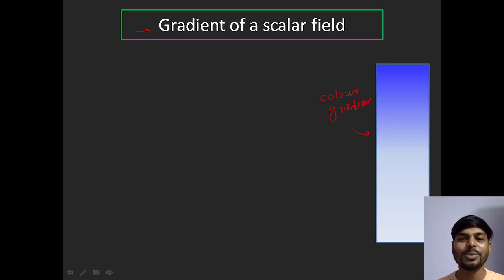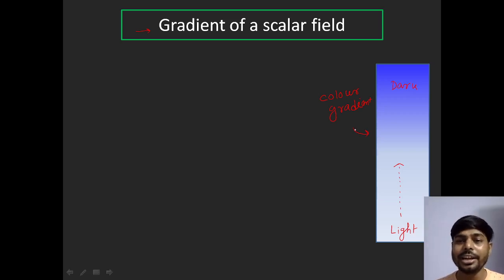You just observe this picture and you will find at the bottom the color is a little bit light, and if you move from bottom to upward direction, the darkness of the color is increasing, right? So from the bottom to the top, the color is changing from the light to the dark. What is it called? It is nothing but the color gradient.